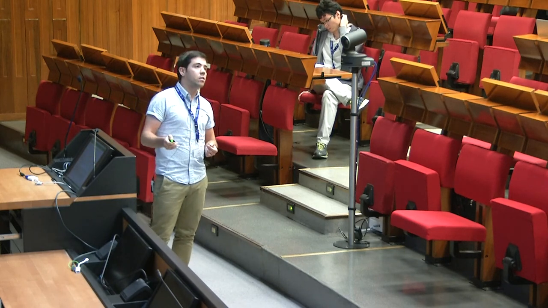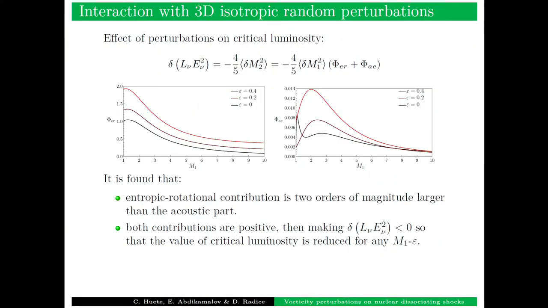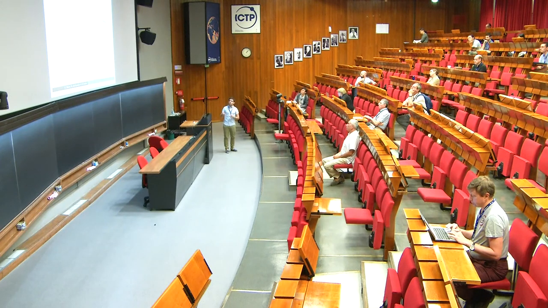And doing so, we get these two figures where the main characteristic is, first, that the entropic-rotational contribution is dominant with respect to the acoustic contribution, okay? Acoustic disturbances, those generated right behind the shock, are much smaller than the entropic-rotational ones. So this can be neglected for sure. The second thing is that they increase with this nuclear dissociation parameter. So for any value of the parametric space, the critical luminosity is reduced by the effect of the nuclear dissociating shock front. In other words, what this effect finally produces is an easier way to lead to explosion.